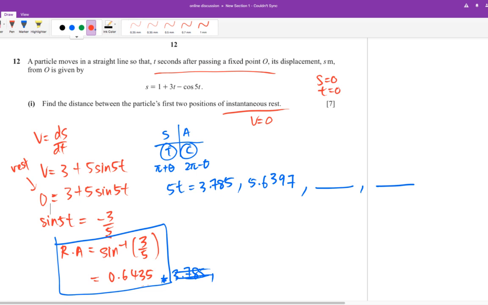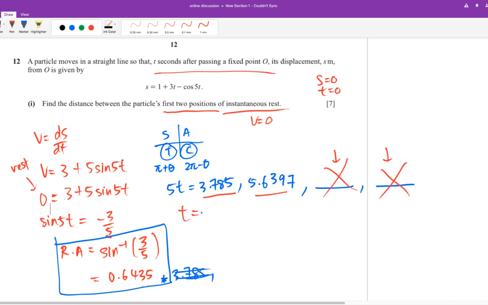But then what does the question say? They want the first two positions. So I will only find the first two times only. These two are not the first two. This is the first three already if I stop until here. So I will stop at the first two answers because the question says they want the first two positions, because each answer is going to give me one value for t. So these two I will not find.